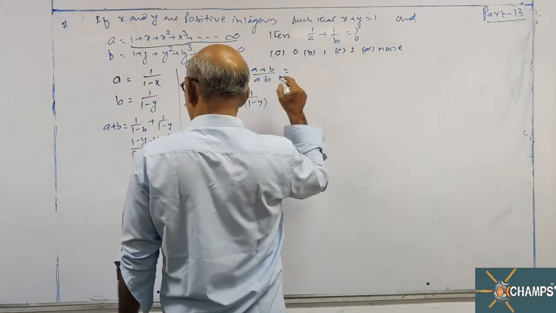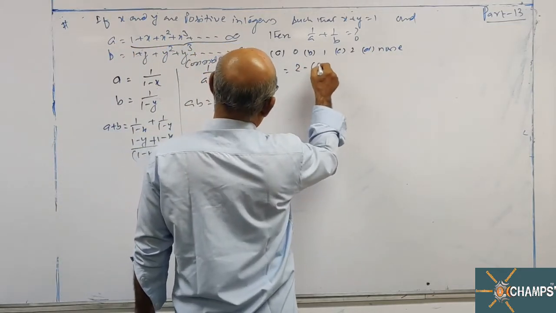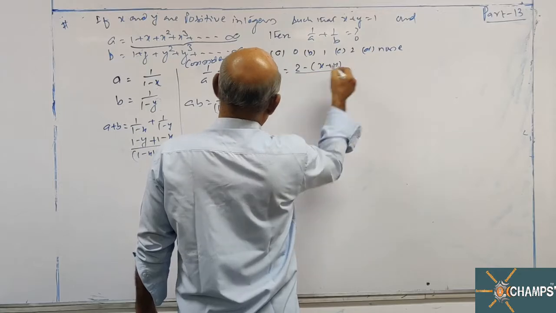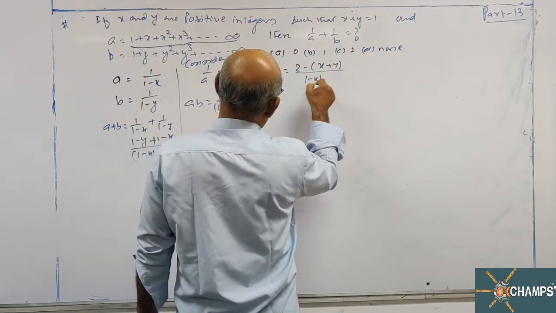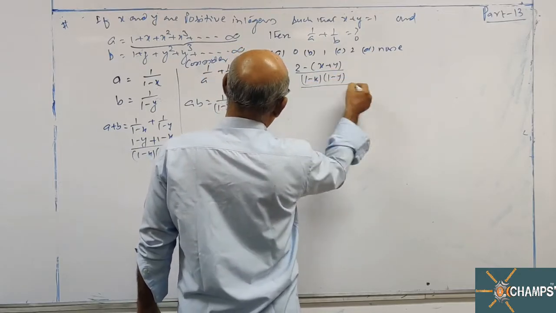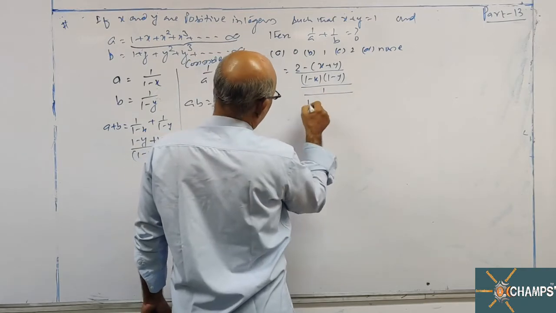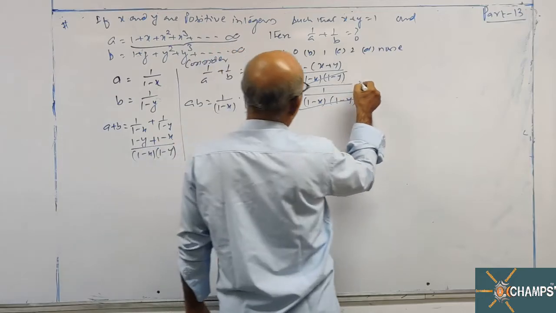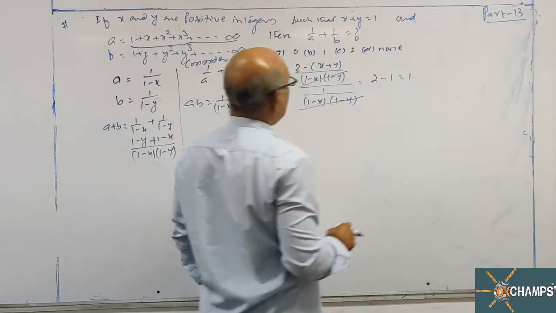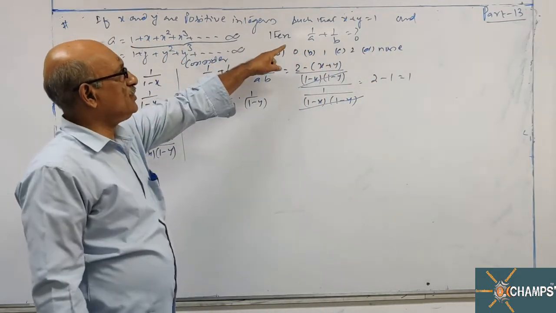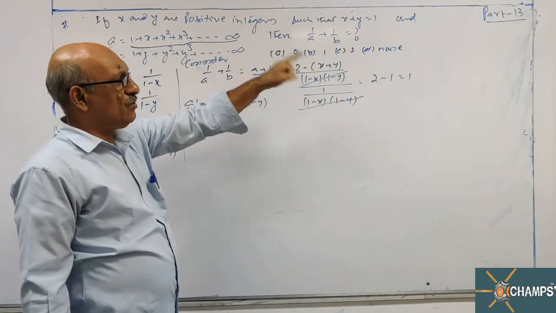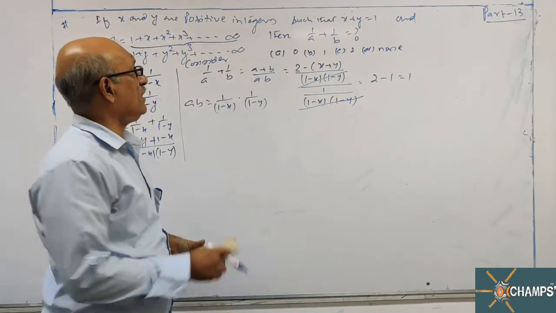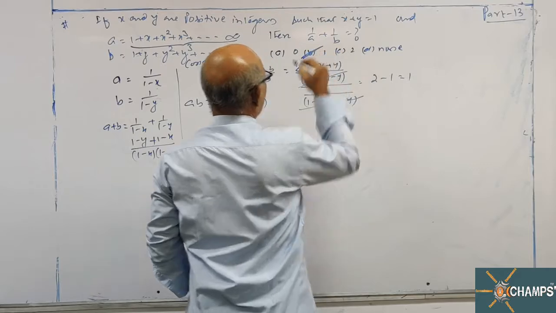So, a plus b can be written as 2 minus x plus y divided by 1 minus x into 1 minus y, divided by 1 by 1 minus x into 1 minus y. These two cancel. It is given in the question that x plus y is equal to 1. So 2 minus 1, 1. Option B is the answer to the given question.